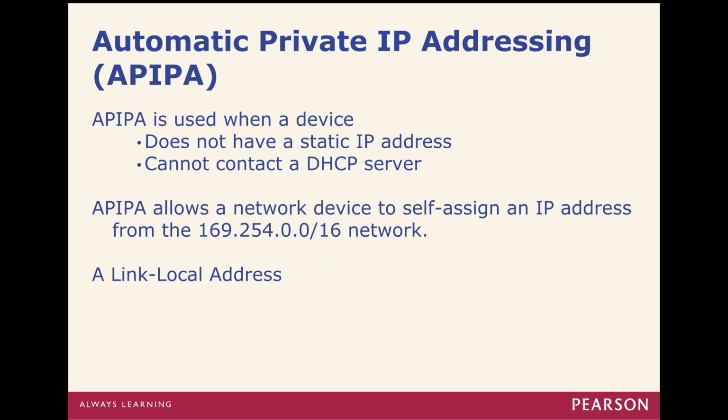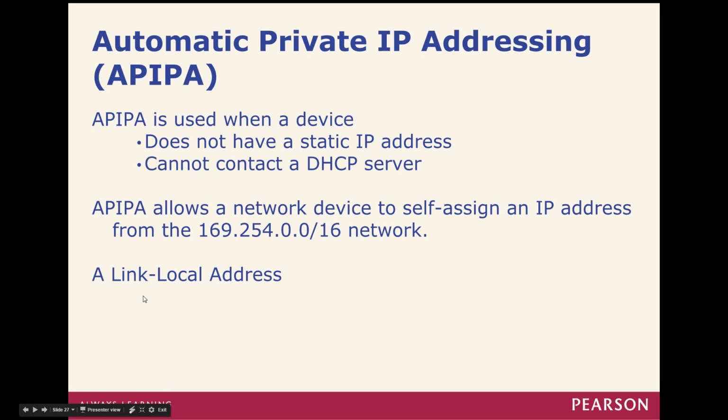Again, just a word on APIPA. APIPA is when a device doesn't have something static programmed already, and it's not able to contact the DHCP server. So again, when you see 169.254.0.0, and the subnet mask would be 255.255.0.0, that means that it cannot get on the network.